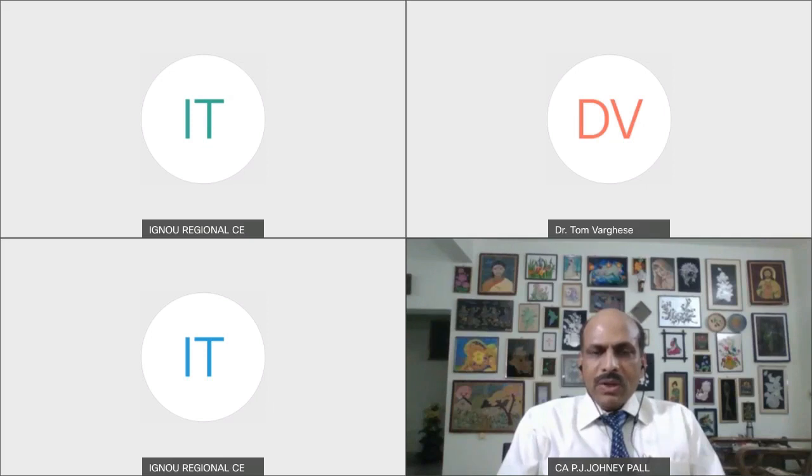Accounting rule number two: debit the receiver and credit the giver. That relates to persons or institutions. When you are taking a loan and getting the money, that is your asset, the bank balance, and you credit the person who is giving the loan. So debit the receiver and credit the giver. And thirdly, debit all expenses and losses and credit all incomes and gains. In this regard, we are considering all expenses and all incomes. Expenses we debit and all incomes we credit.